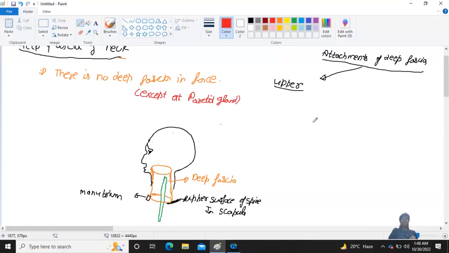So for upper attachment, we draw a diagram of skull. Let's say this is the diagram of the skull. Here is orbit, then this is nose area. Then here is this mandible, and here is teeth. Then here is tympanic canal, and this is mastoid process. So this is our skull. This is skull. So upper attachment above and below.